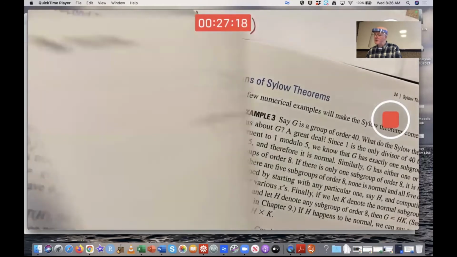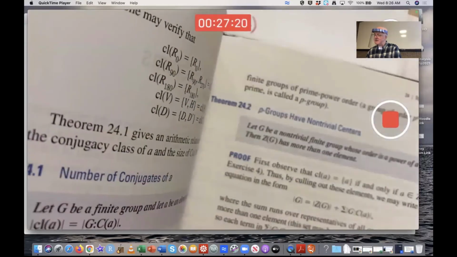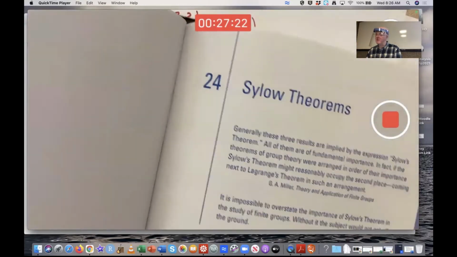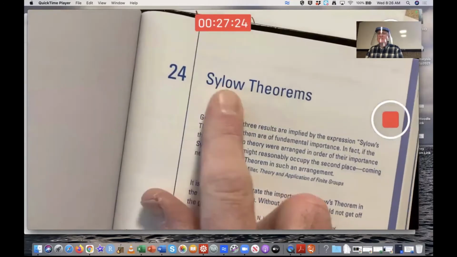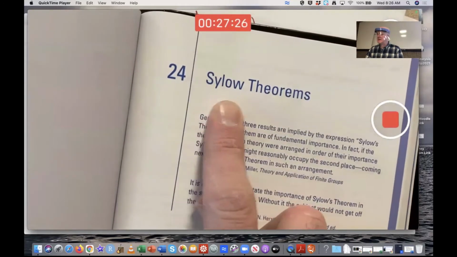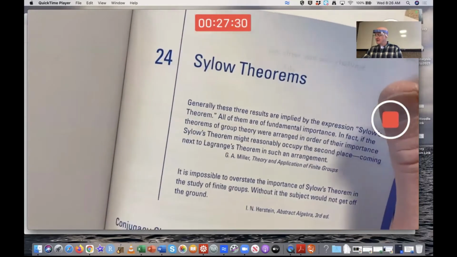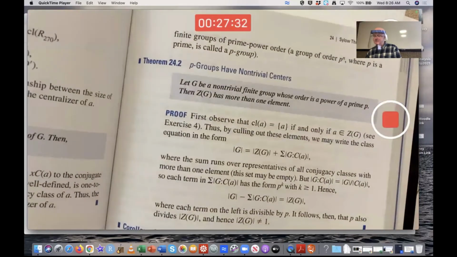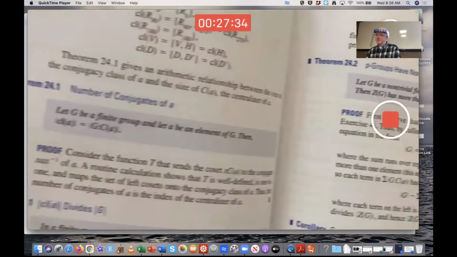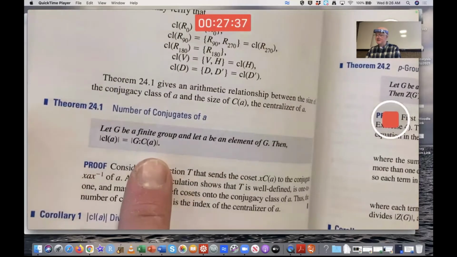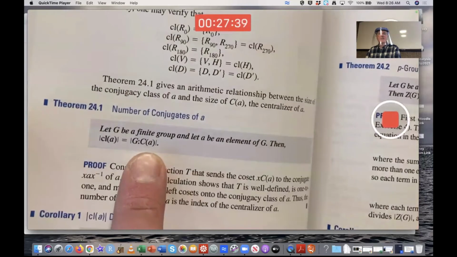Chapter 24, which we will actually not cover, but somebody did cover it for their senior seminar paper. They're called the Sylow theorems. Don't say silo, say Sylow. Sylow theorems. Centralizers play a role in there. Yeah, for example, you can see them in this theorem here. There's C of A there.